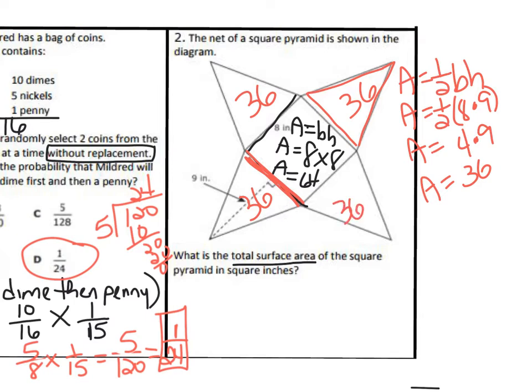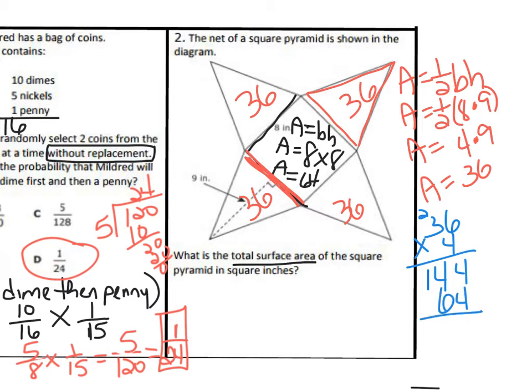Okay, so all we have to do now is add up all of them. So I know if each of those triangles is 36, all I have to do is multiply 36 times 4. So 6 times 4 is 24. 4 times 3 is 12 plus 2 is 144. Is that my surface area? No, what else am I missing? Yeah, you have to still add 64.